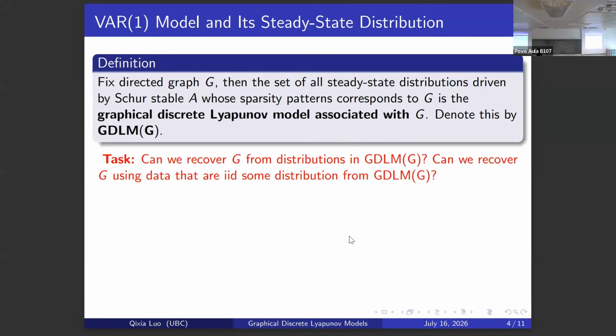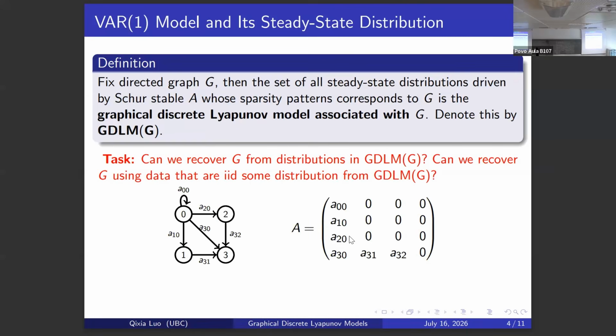Okay, so in this setup, we can reformulate our problem of causal graph learning as the task of whether or not we can recover G from the distributions in GDL(G). So if this is possible, then how can we do this in a practical way using data that are i.i.d. from some distribution in GDL(G)?